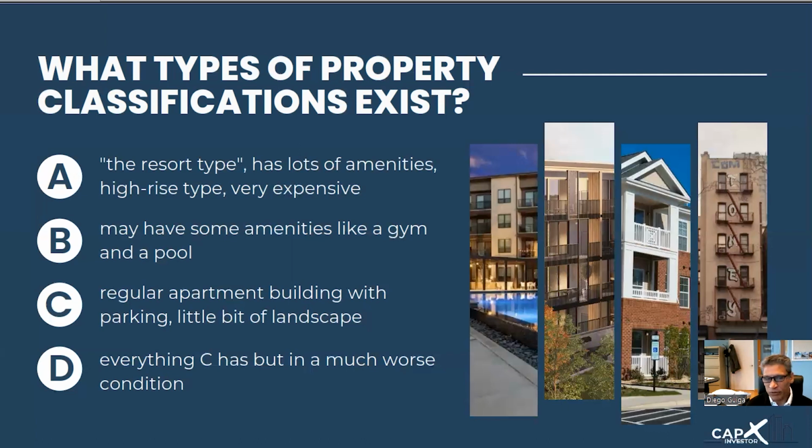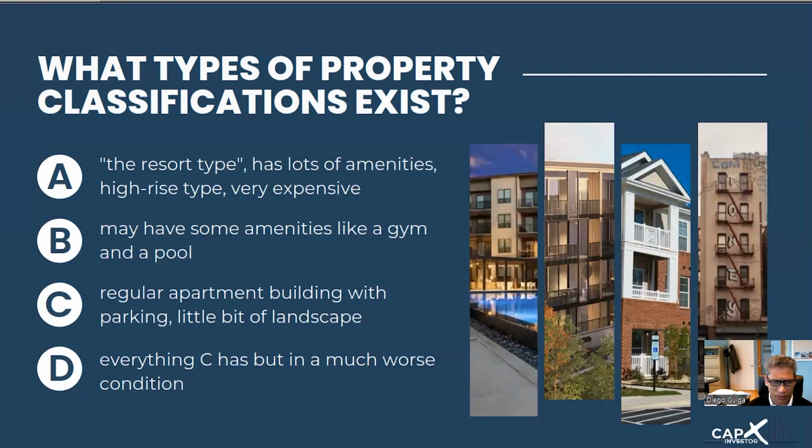C-class properties, now these are the box type properties that you see pretty much everywhere, right? They don't have really a lot of amenities, if any at all. You'll see these properties, they won't have a pool, they won't have a gym, valet service, or any other type of amenities. You can also find C-class properties in affluent areas. For example, you can find a C-class property in Beverly Hills, which is a very affluent area of Los Angeles.